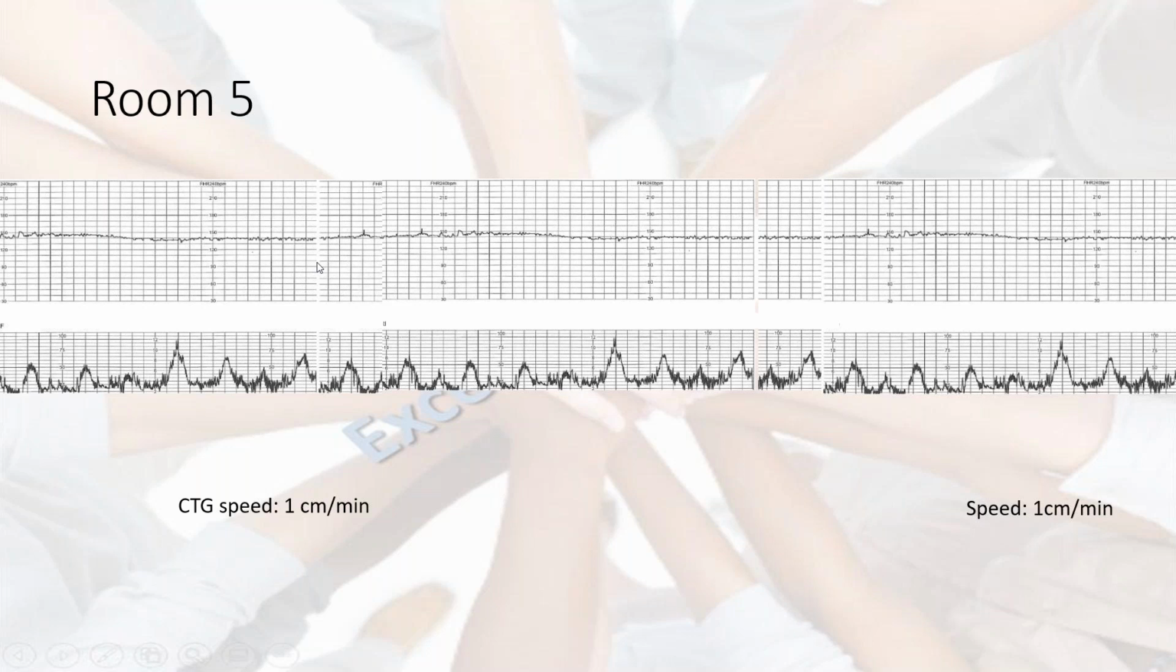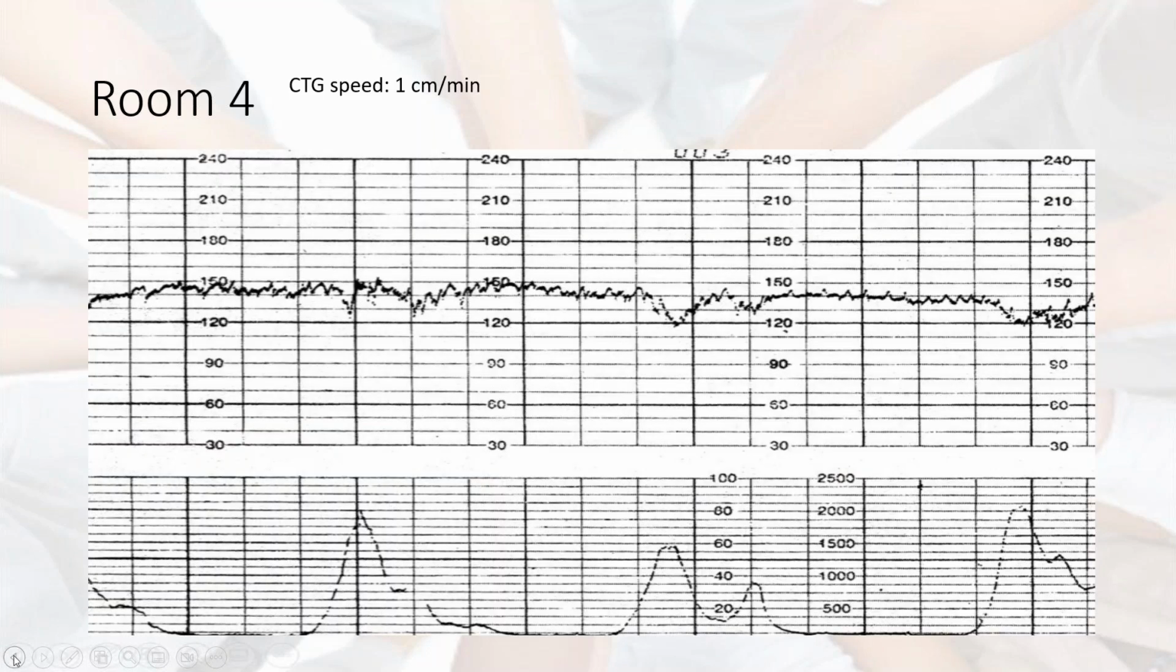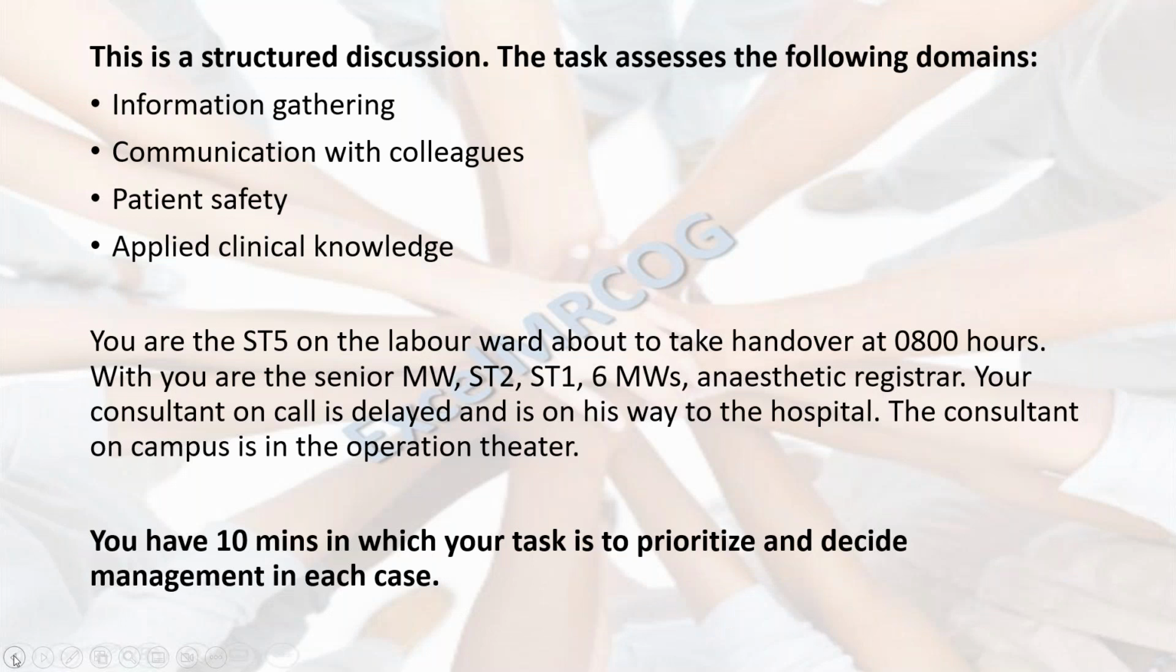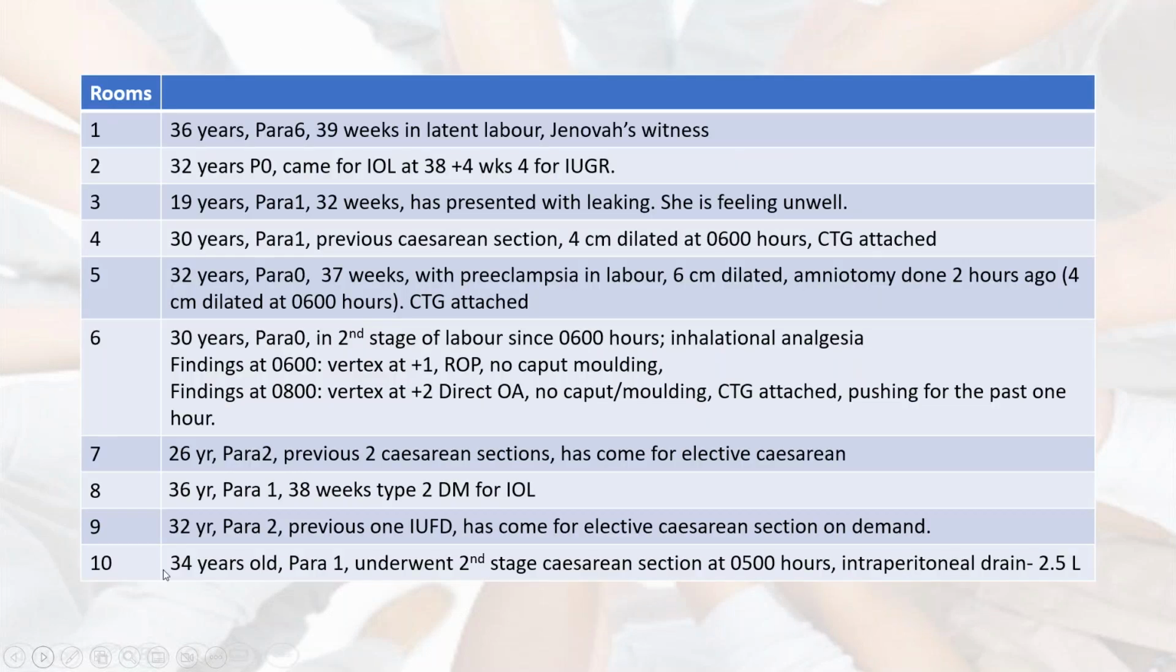So you are really worried about this patient. Even if it was, say, for example, not abnormal, it is non-reassuring. Even then you would be worried because she's pre-eclamptic. Pre-eclampsia can have IUGR, and now you can say about chronic ischemia. So this is pre-eclampsia.